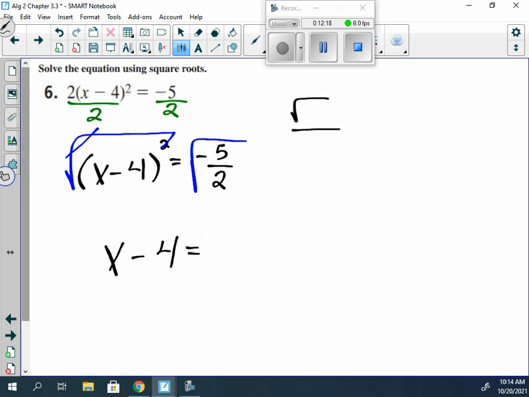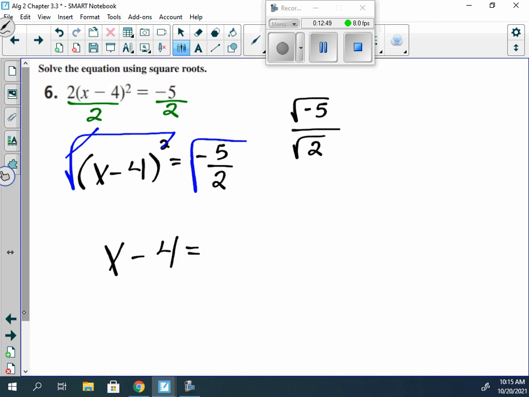So, I mean, we can break it up. Square root of negative 5 over the square root of 2. In the calculator, take the square root of negative 5. We'll see what it says. Actually, non-real. So at this point, we can't find it.